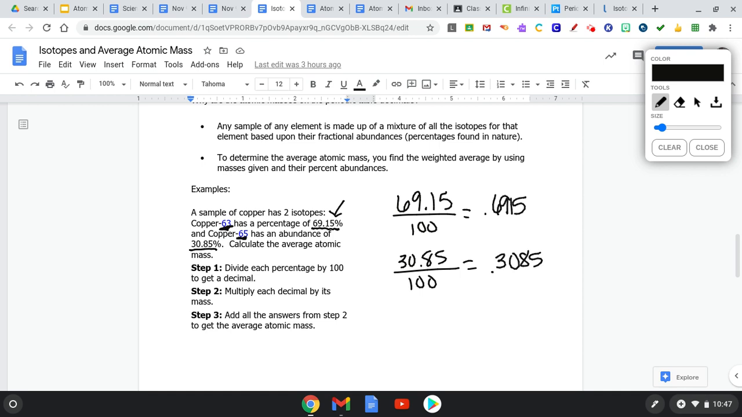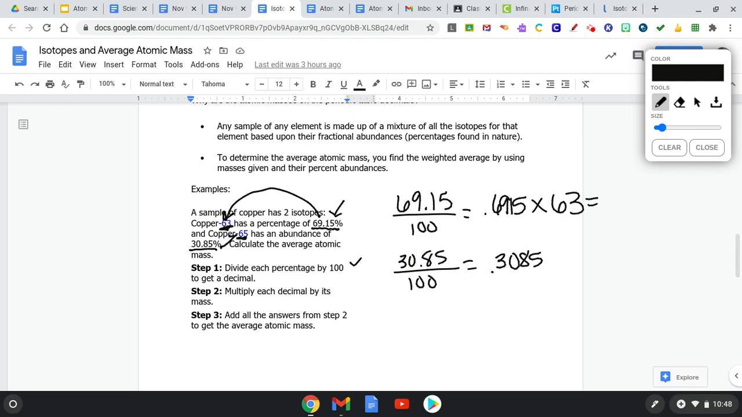Or you can realize that when you divide by 100, you're moving the decimal 2 times to the left. Okay, either one works. So once you have done this, that is step 1. Then you're going to multiply each answer, each decimal, by its mass. So now I have to go back and say, okay, this first percentage has that mass with it. So I'm going to take this times the mass of 63.